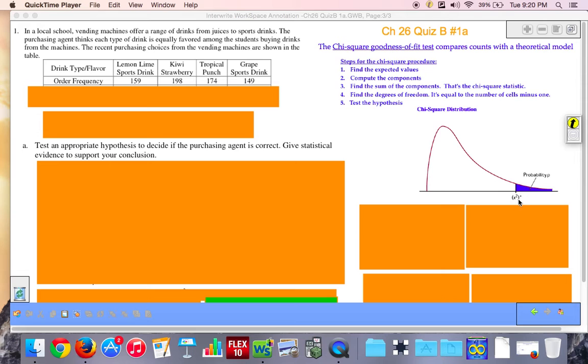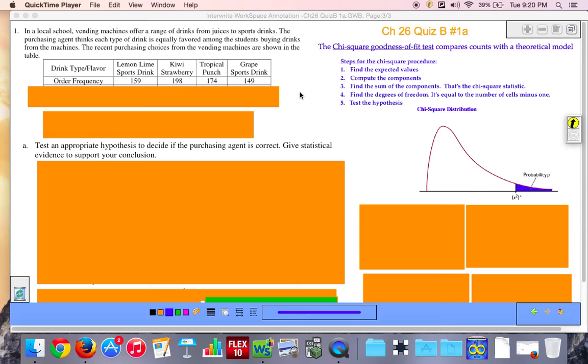The variable, I'm not sure if you could see it, it's quite small here. The variable for chi-squared is this Greek letter. It looks like an uppercase X in italics with the exponent 2. So that's the chi-squared distribution symbol, and you'll see that as we go throughout this video. Let's take a look at our prompt.